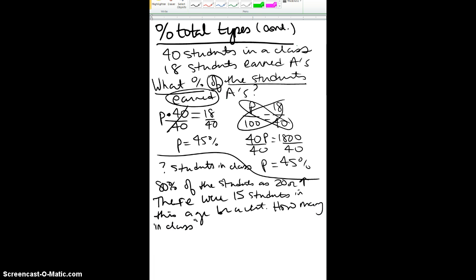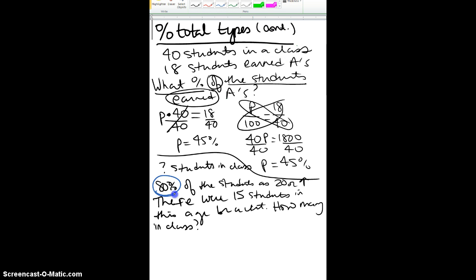And I'm kind of abbreviating a little bit. All right, so I really want to know how many students were in this class. All right, so let me do it the algebra way. And again, these are percent total types. So 80%, nope, where's my color here? Well, I guess I'll do that.